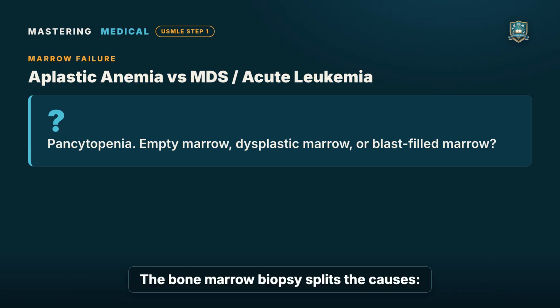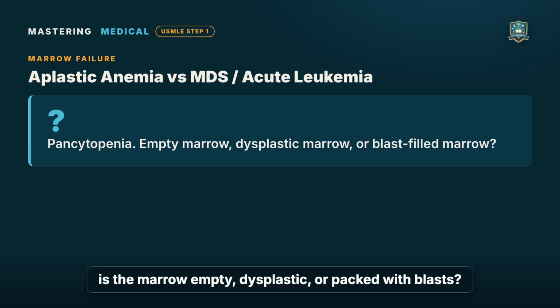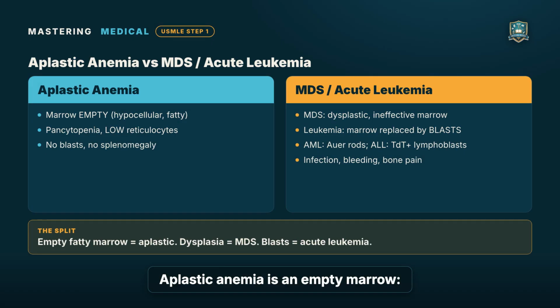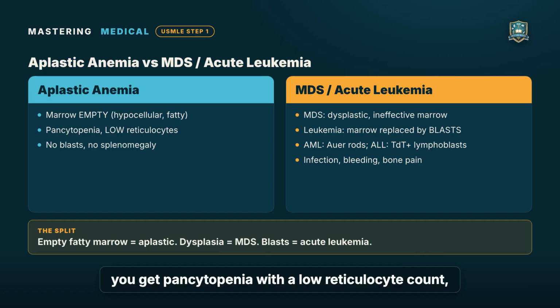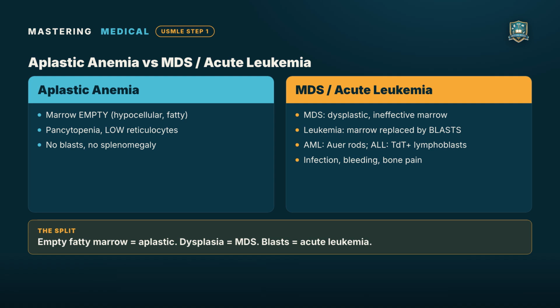The bone marrow biopsy splits the causes. Is the marrow empty, dysplastic, or packed with blasts? Aplastic anemia is an empty marrow. The biopsy is hypocellular and fatty. You get pancytopenia with a low reticulocyte count, and there are no blasts and no splenomegaly.